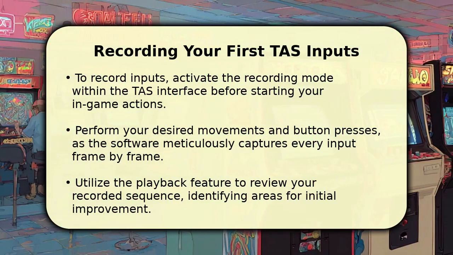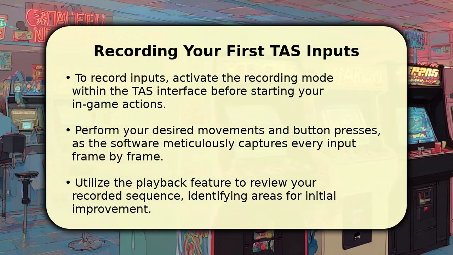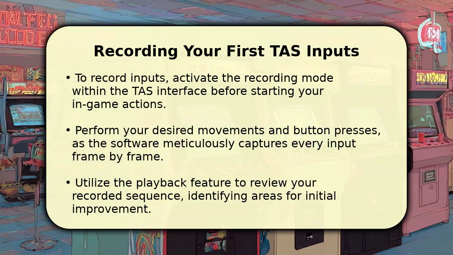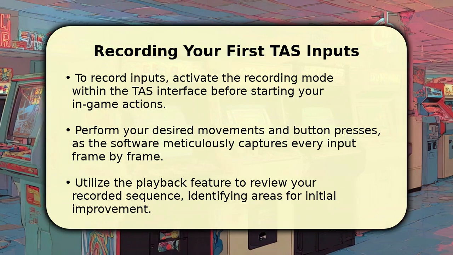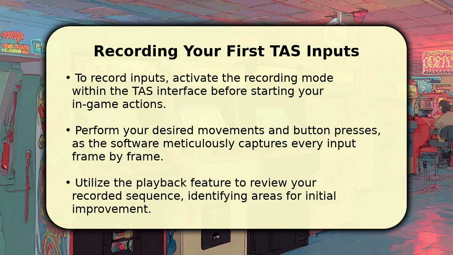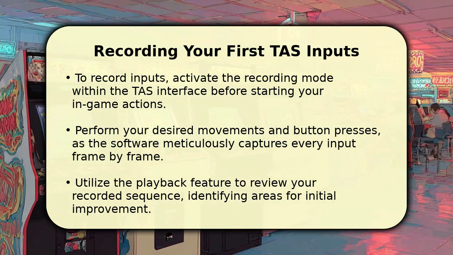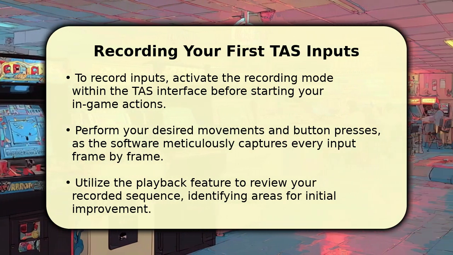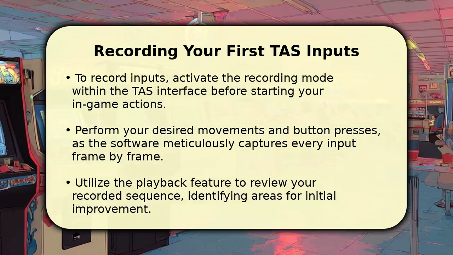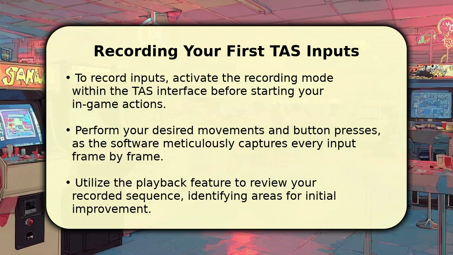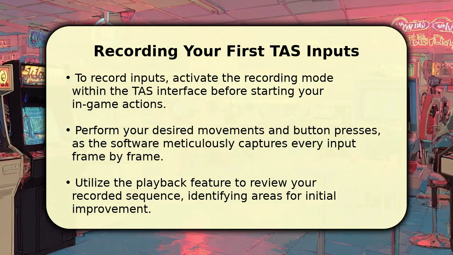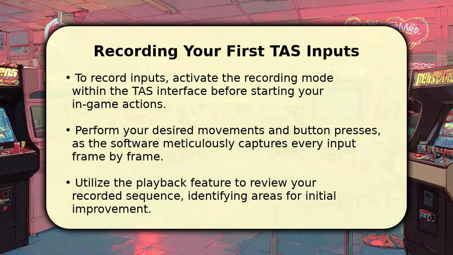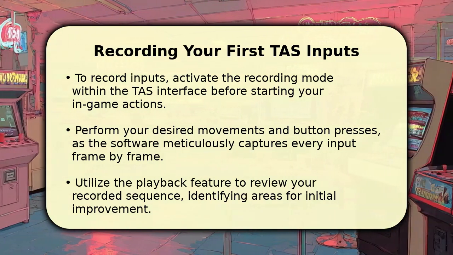Now, let's record your very first set of inputs. Activate the recording mode within your TAS interface, then start playing your Roblox game. Every button press and movement you make will be precisely captured, second by second and frame by frame. After recording a short segment, use the playback controls to review your sequence. This allows you to immediately see how your inputs translated into in-game actions.